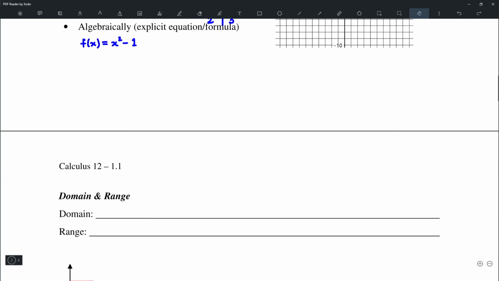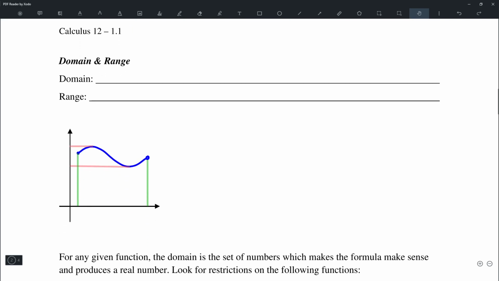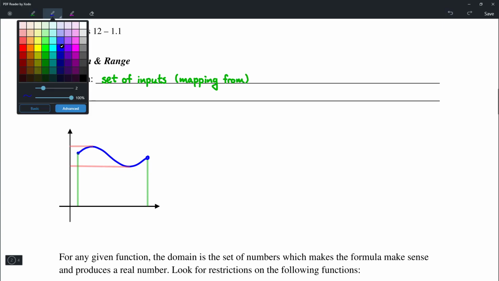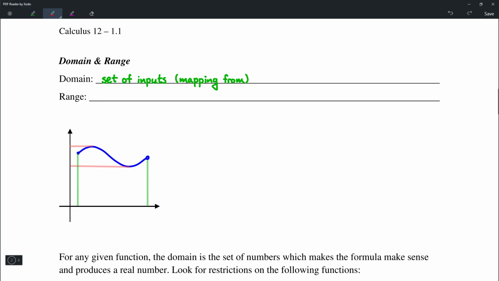Let's continue by looking at domain and range. So as we know, the domain is the set of inputs. So this is the mapping from here. And the range is the set of outputs, and this is the mapping to.